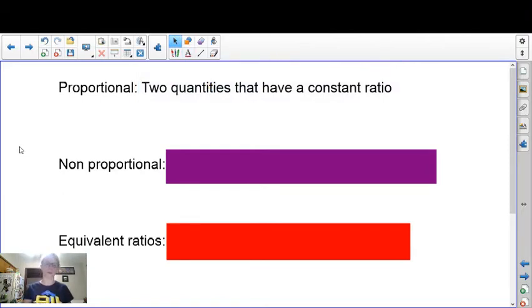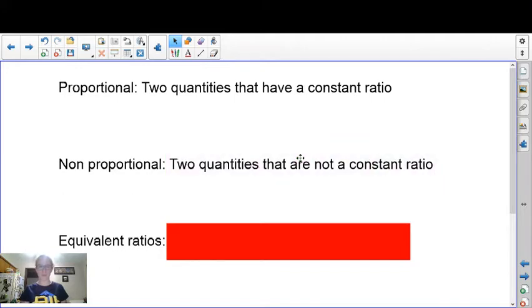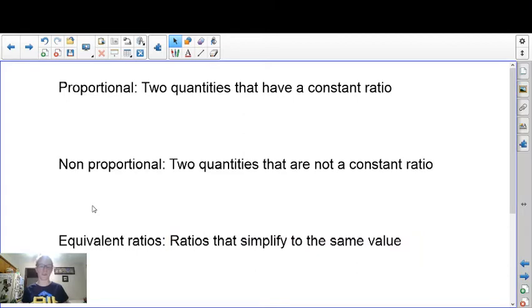Proportional is 2 quantities that have a constant ratio. Constant means the same, continuously increasing the same amount. Every time I buy a new pizza, it's going to cost me $8 more. That continuous rate of 8 would be my constant ratio there. What happens when they're not the same? So then we'd have non-proportional, which are 2 quantities that are not a consistent ratio. And then, just because I want to make sure that we talk about all words, equivalent ratios are ratios that simplify to the same value.